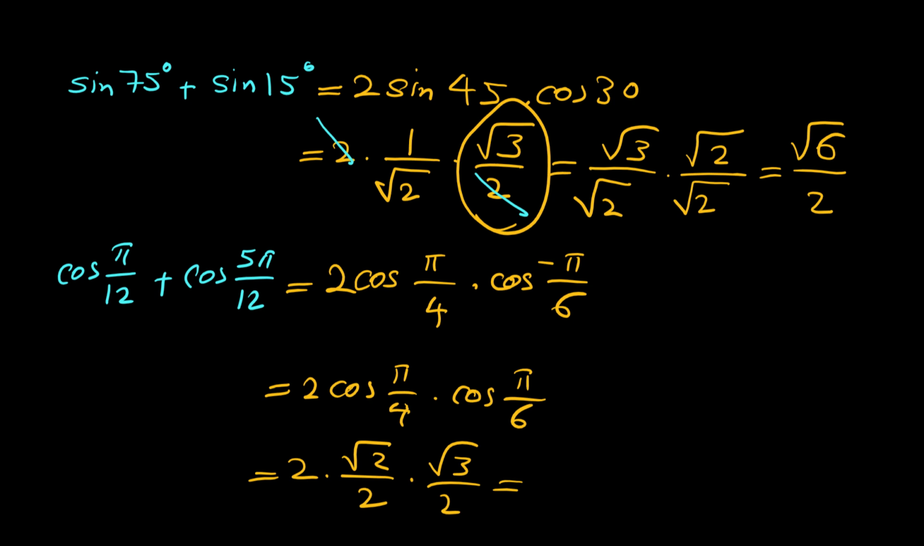If we simplify this, 1 2 from numerator with 1 2 from denominator cancels, and this equals radical 6 over 2. So the value of this expression is also radical 6 over 2.